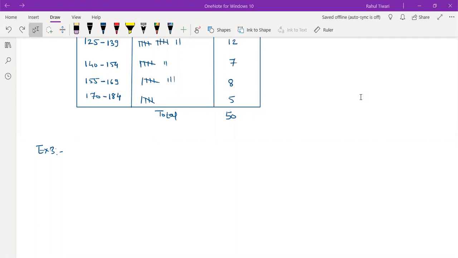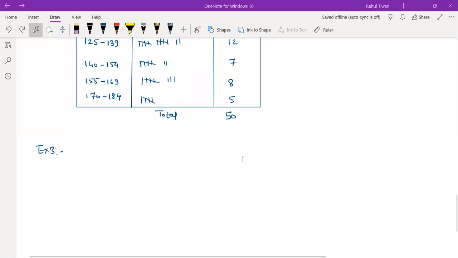How many? Just count it. 50, sir, complete. Yeah, 50. Construct a frequency table for the above data.